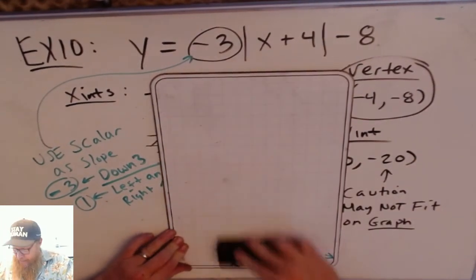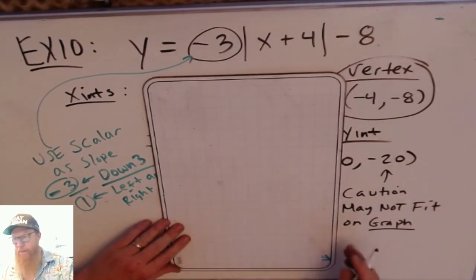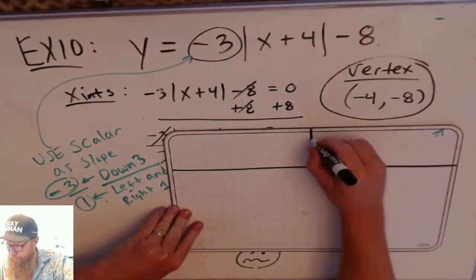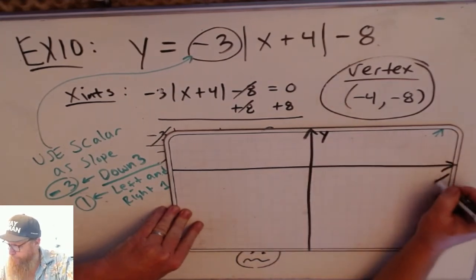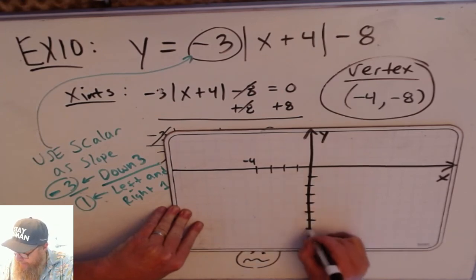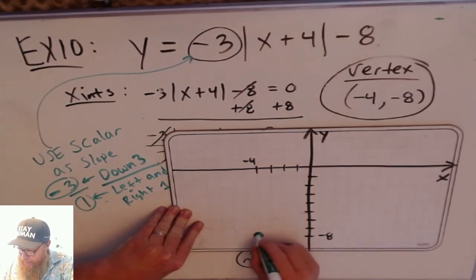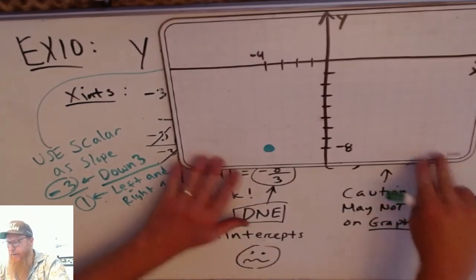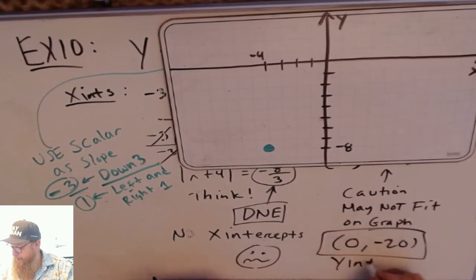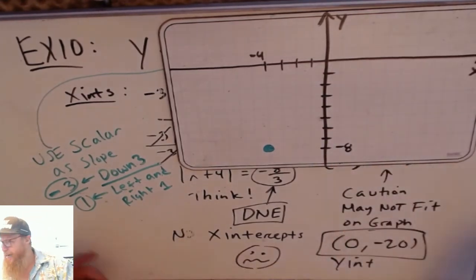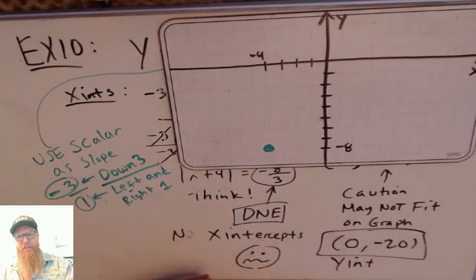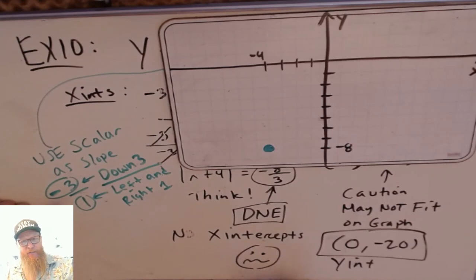So I've got my graphing board here. Vertex: 1, 2, 3, negative 4; 1, 2, 3, 4, 5, 6, 7, negative 8. So there's my vertex. Notice the y-intercept, 0, negative 20. Definitely doesn't fit on the graph. Even if you click the zoom button, it's just going to blow it up larger, and it's still not going to fit. So there's your vertex, and now you're going to do the slope.